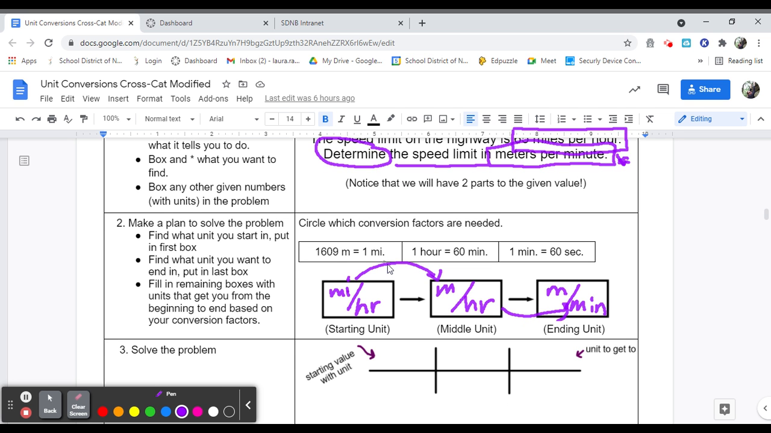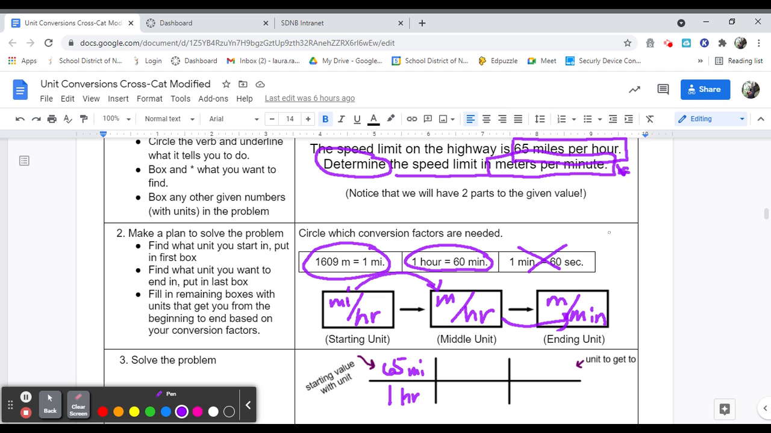Now, when I go from miles to meters, I'll use this conversion factor. When I go from hours to minutes, I'll use this one. So this time, I don't need minutes to seconds because our problem doesn't mention seconds. So I'm going to start with my 65 miles per 1 hour. Remember, that's what we boxed up top. That was what we did right here.